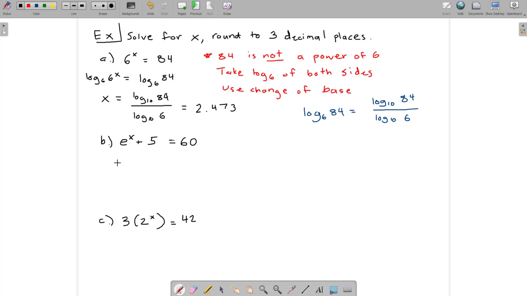Alright, now we want to solve e to the x plus 5 equals 60. So we're going to want to isolate that e to the x. Let's do that first. Isolate e to the x. So to do that, I will take this 5 to the other side, and I'm left with e to the x equals 55.